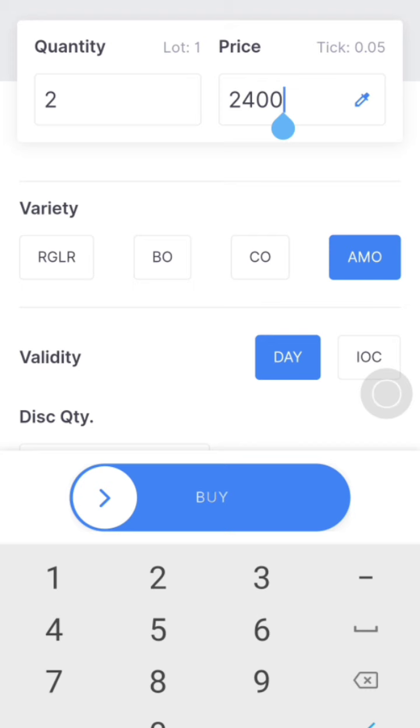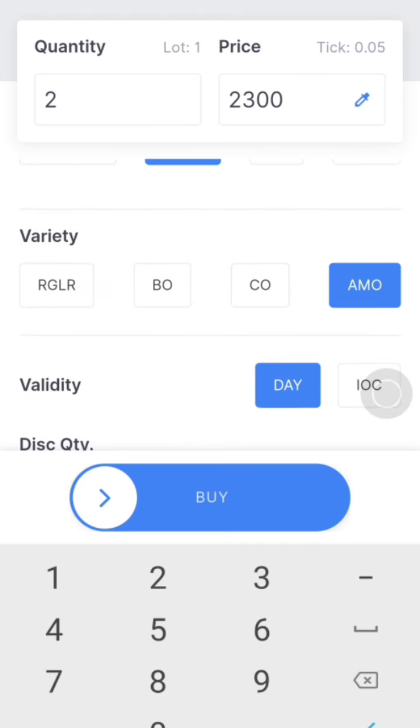For example, let's say I put two quantity of Bajaj Finance at 2300 and I put AMO. AMO means if I put this after trading hours today, and the next day the Bajaj Finance price reaches that level of 2300, then my trade will get executed. These are all the varieties I showed you.